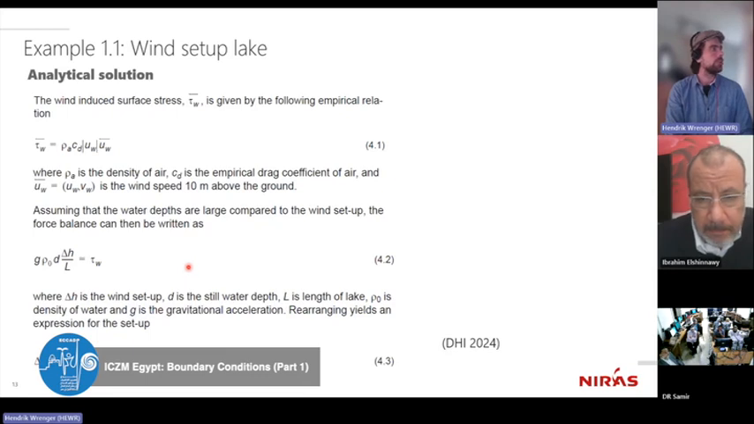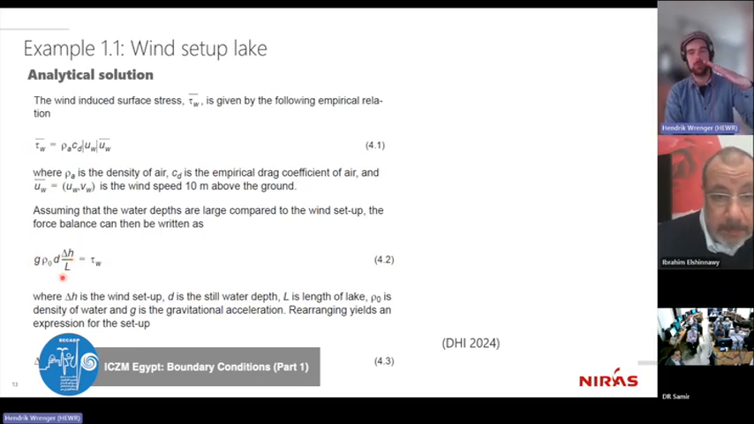For the wind setup of a lake, it's a very simple analytical solution, which also is in the user manual. So it's a function of the shear stress by the wind onto the water surface. You all know this term well, with the drag coefficient and the density of the air. And then you do a force balance of that water level setup in the lake.